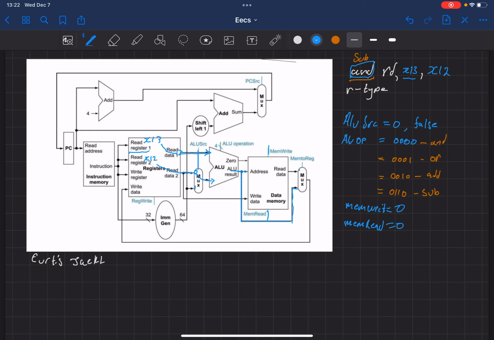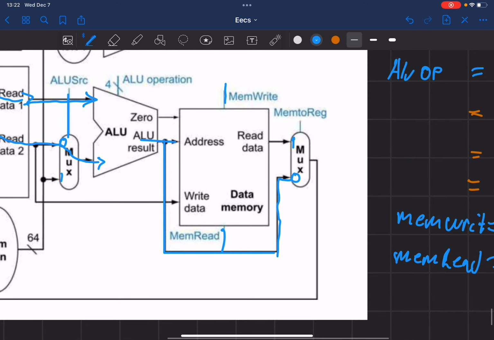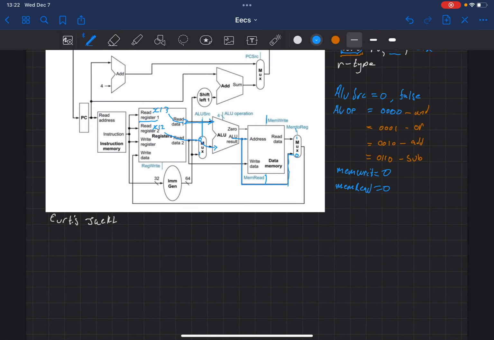This mux usually has a 1 and a 0. So this is going to be 0, and this is going to be 1, and again we have another signal. It's called mem to reg. So we're going to have mem to reg, and again, since we want to select the result of our AND operation from the ALU, we're going to want to select 0 or false, as the answer says.